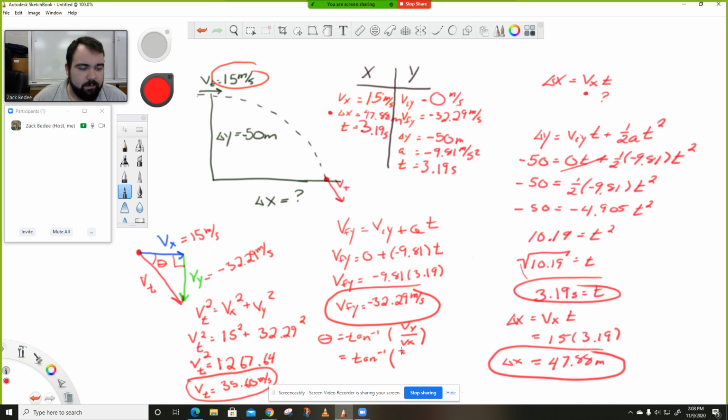So 32.29. I'm also dropping the negative here because I'm just looking at the angle measurement of a triangle, and generally speaking, we don't have negative lengths for triangles. It's going to be kind of weird. All right, so we do inverse tan of 32.29 divided by the 15, and we get 65.08 degrees as our angle theta.